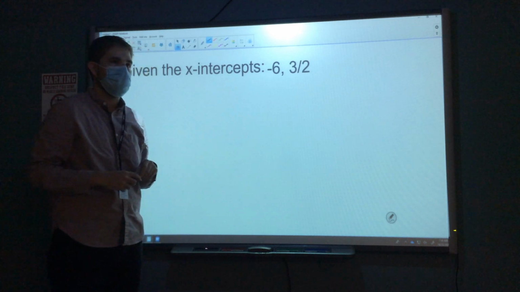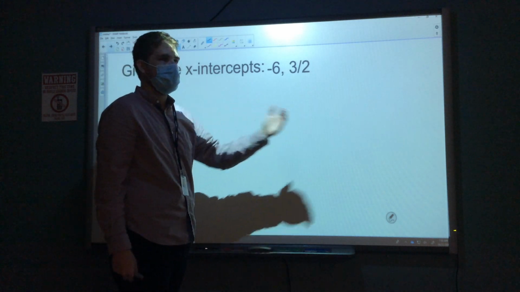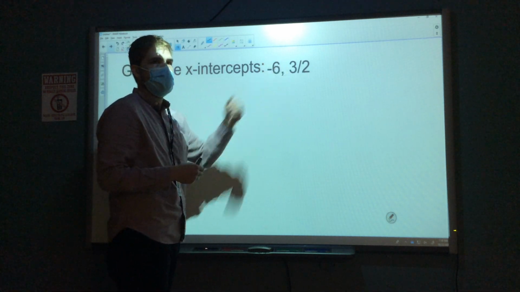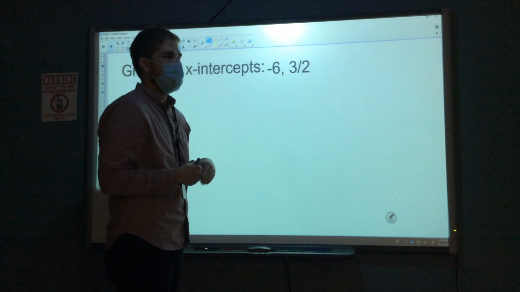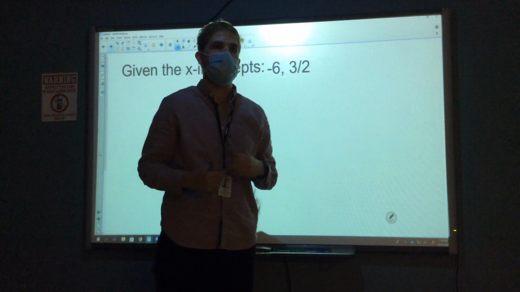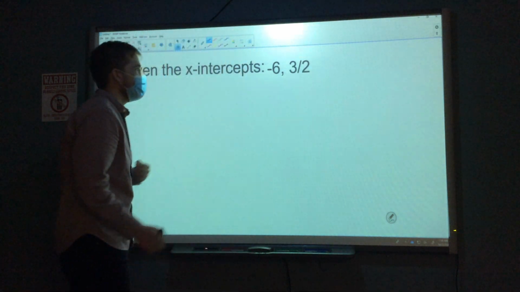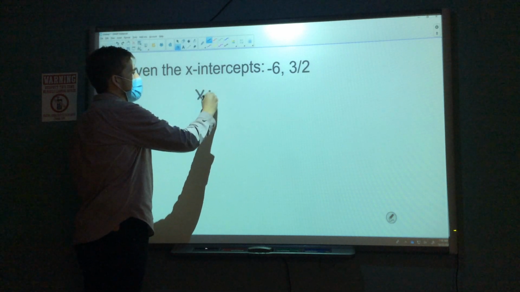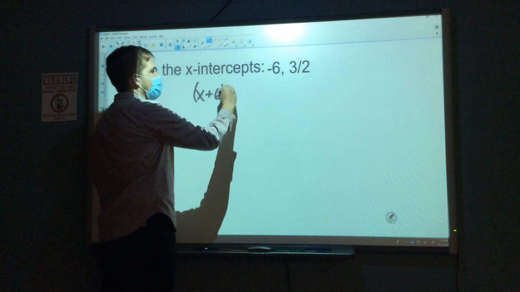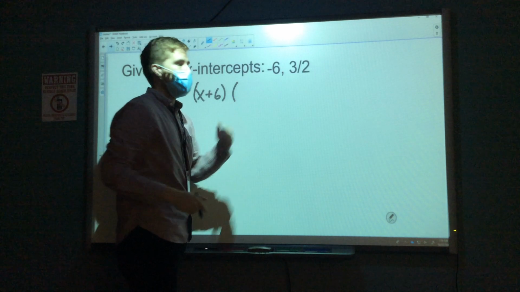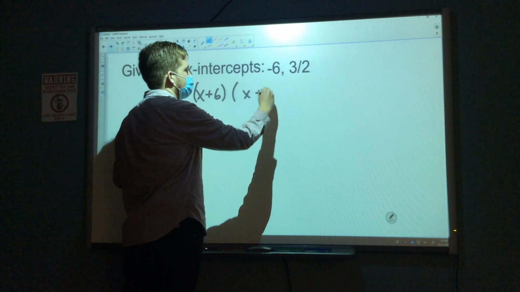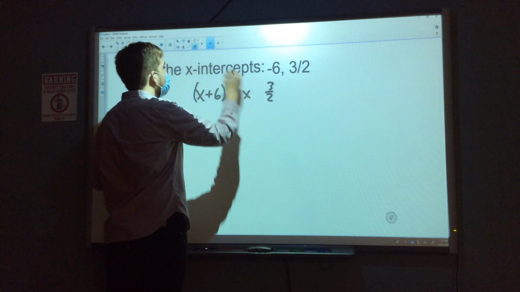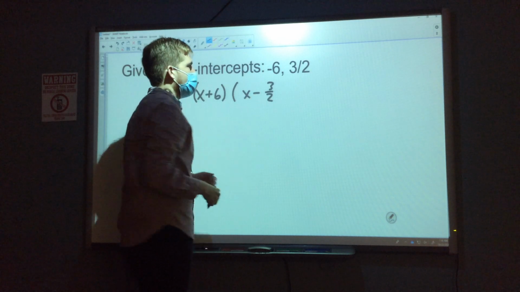So here's a little bit of a tricky one. So with the subtracting over from the right side, I basically switched the sign of our number. So I went from a positive 2 to a negative 2. I went from positive 5 to a negative 5. Here I have a negative 6. The opposite of a negative 6 will be a positive 6. So I'm going to have x plus 6. And then our second term, we have x plus 3 halves. Sorry, this should be a minus. Minus 3 halves.